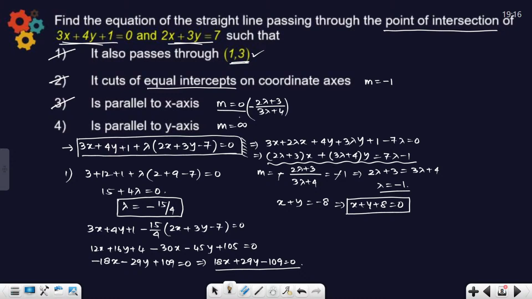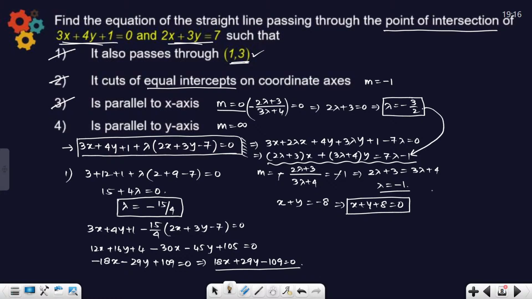Now, according to our condition, the slope is 0. So this will be equal to 0. From here we will write that 2 lambda plus 3 is 0, which implies lambda is minus 3 over 2. And the moment you get the value of lambda equal to minus 3 over 2, you put it in this equation to get the actual equation of the line, the required equation of the line.